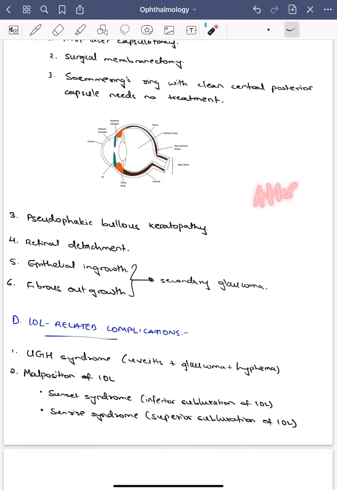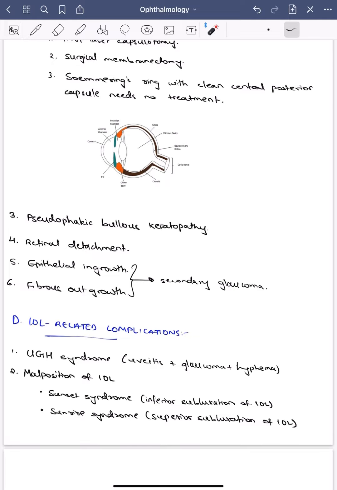Then we discussed pseudophakic bullous keratopathy, retinal detachment, and fibrous outgrowth and epithelial ingrowth, which can lead to secondary glaucoma. And finally, we discussed the intraocular lens related complications like UGH syndrome, uveitis, glaucoma, and hyphema, and the malposition of the intraocular lens. So this is about the treatment of cataract.